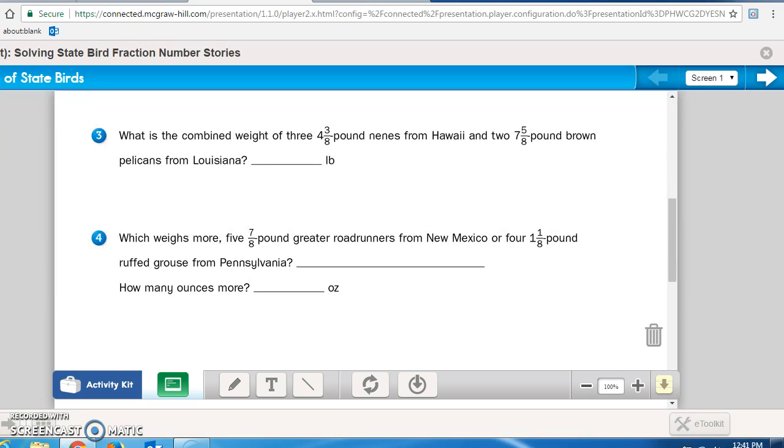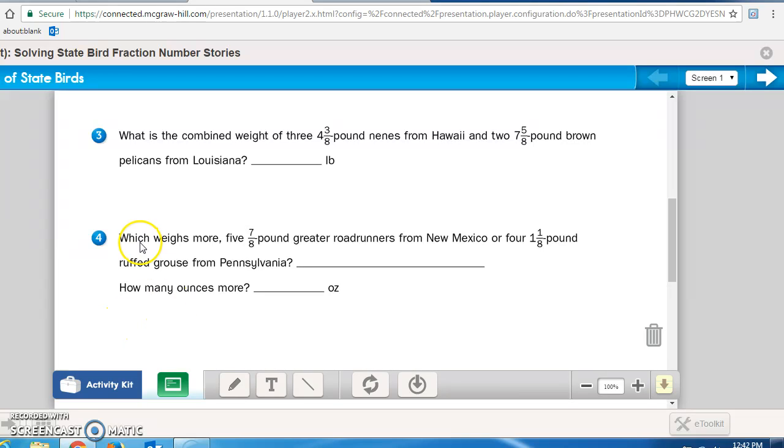Problem 3 on Math Journal page 258 says, what is the combined weight of 3 4 3/8 pound nenes from Hawaii and 2 7 5/8 pound brown pelicans from Louisiana? So again, we're going to have to write 4 3/8 pounds down 3 times. We're going to have to write 7 5/8 pounds down 2 times to find out how many pounds altogether that is. Pause the recording now and do problem 3.